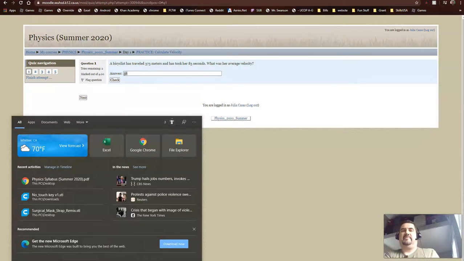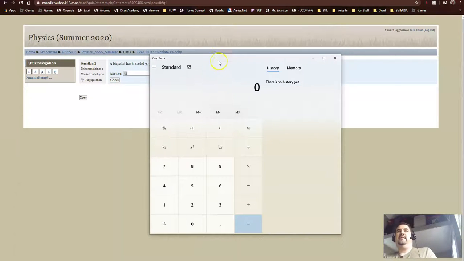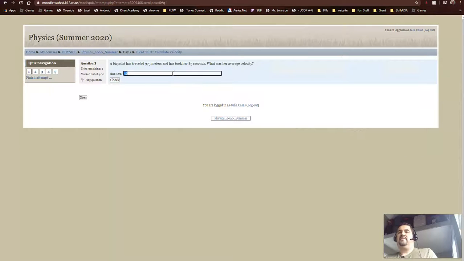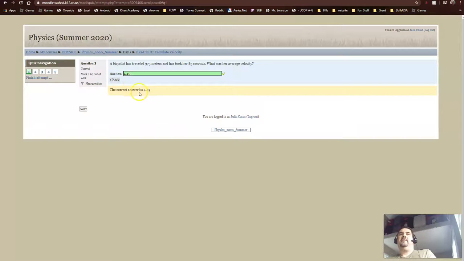So I'm going to go ahead and type in calculator here, and I'm going to take the distance 373 divided by 83, equals, and I get 4.49. Usually, if you go two numbers past the decimal place, you're totally good. So I'm going to put 4.49 and put check. And very good. The correct answer is 4.49. Cool. So I got the right answer.